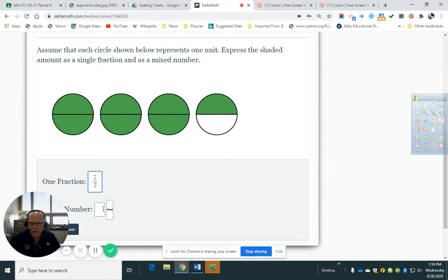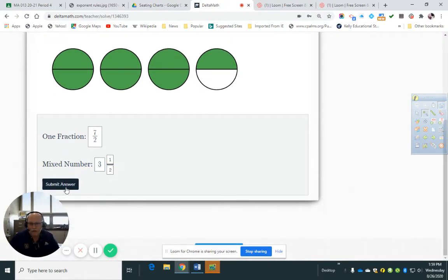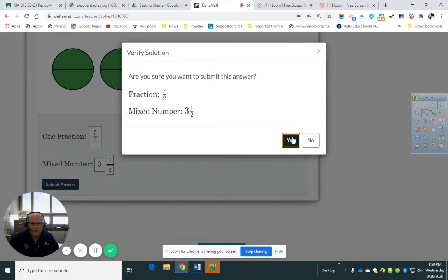And so I'm going to change that to a mixed number. And actually, you can just look here. You see 1, 2, 3 full circles, right? And that gives me 3. And that's the same thing as 7 divided by 2. You're going to get 3, and you're going to have one half left over, right? So that is how you do these.